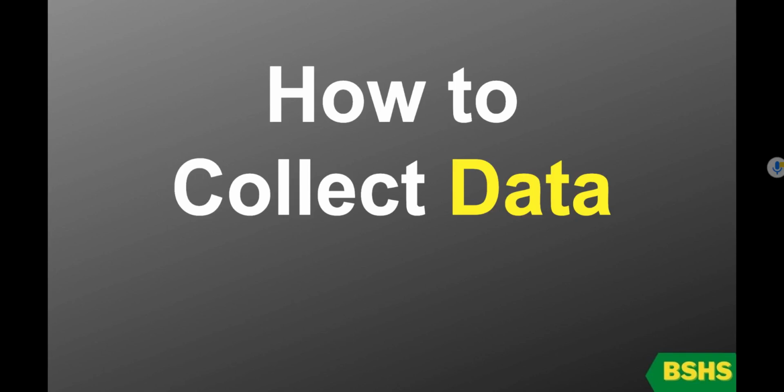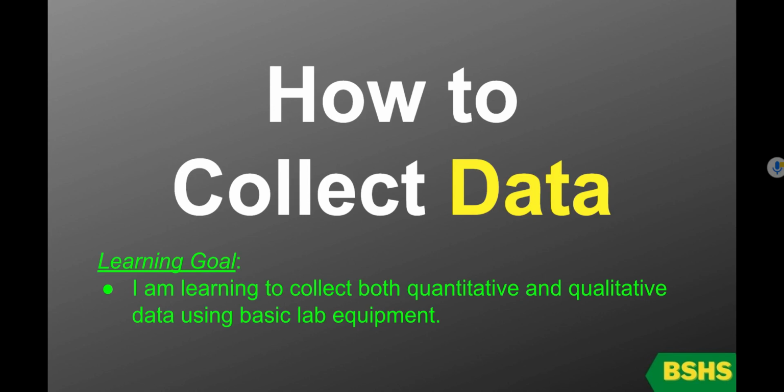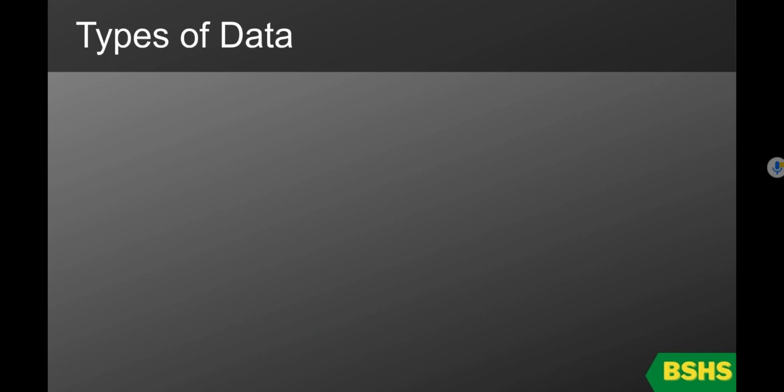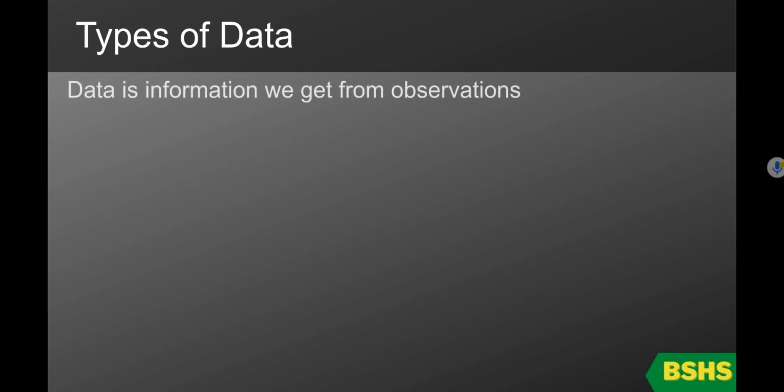Today we're going to talk about how to collect data when doing a scientific experiment. The goal is to learn how to collect both quantitative and qualitative data using some basic lab equipment. First, what is data? Data is information we get from observations.